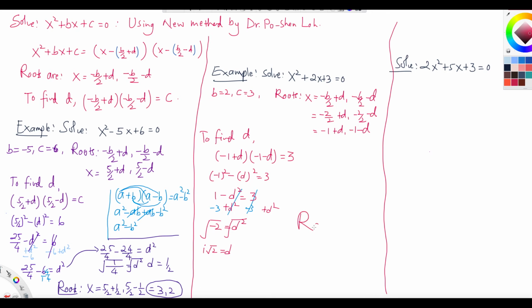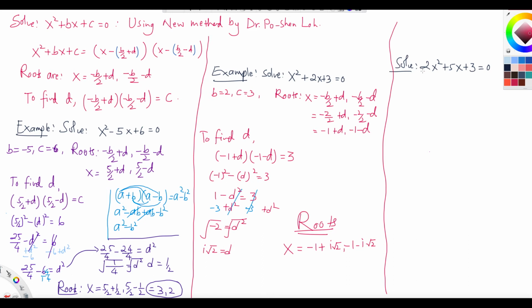So what are the roots then? After you find d, you're done, right? So x equals negative 1 plus d, which is i root 2, and negative 1 minus i root 2. You can write root 2 times i, with the root only for 2.